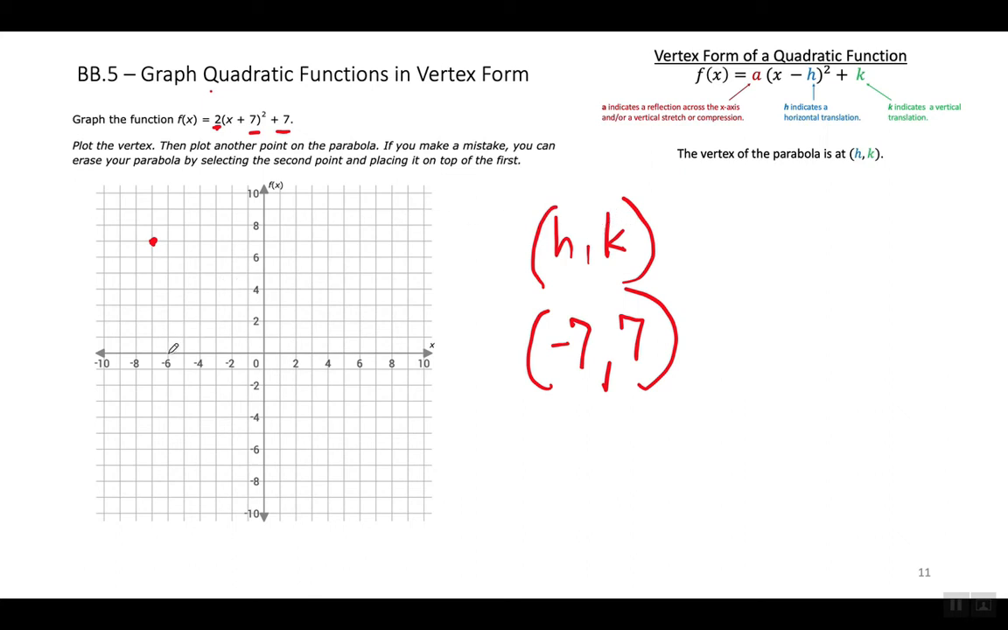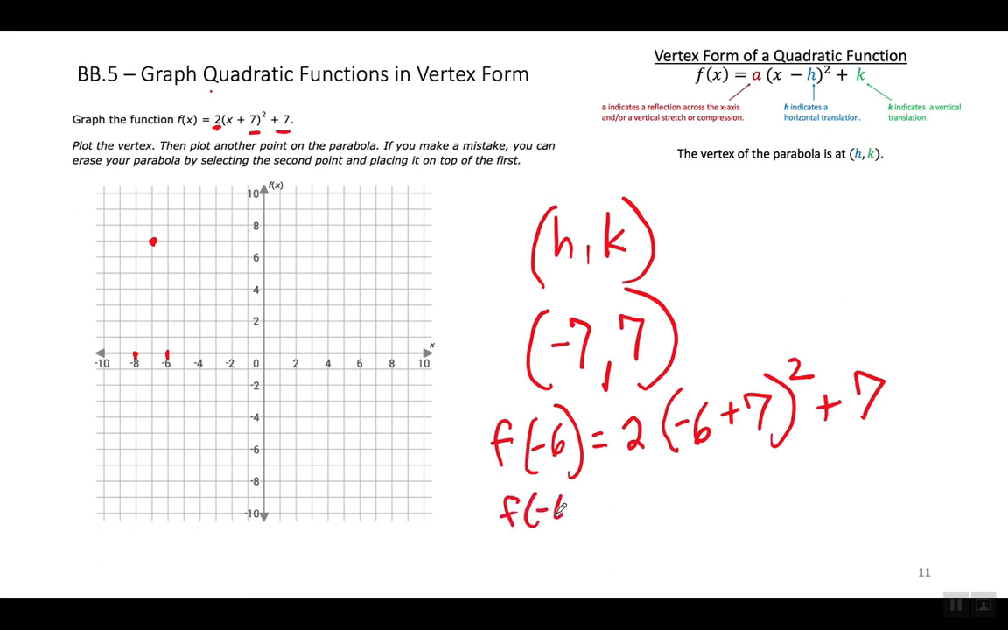So now let me choose a number either to the right or to the left of where the vertex is to substitute that into the function to see what value I get for y. So I'm going to choose negative 6. If I substitute negative 6, I'm going to have the following.